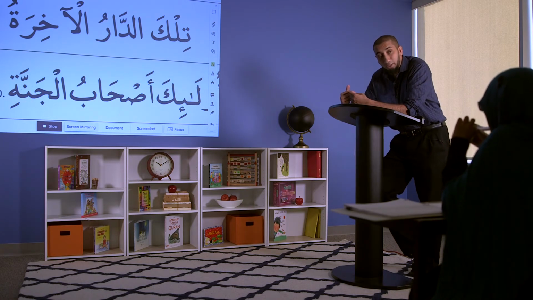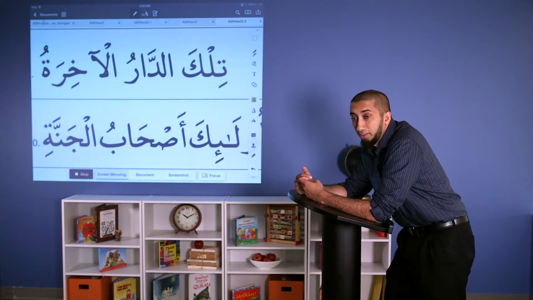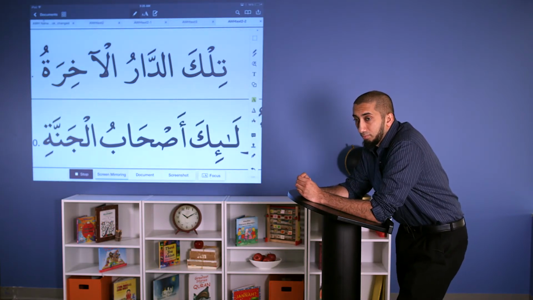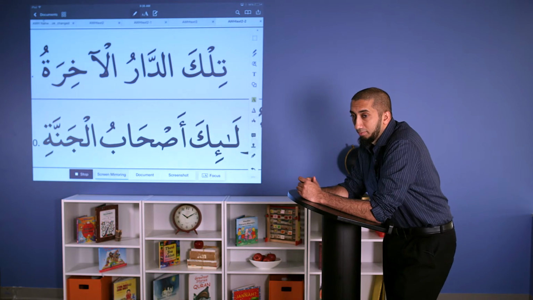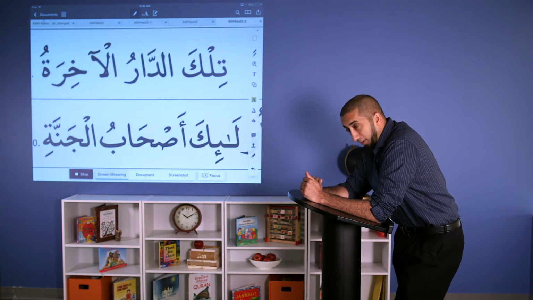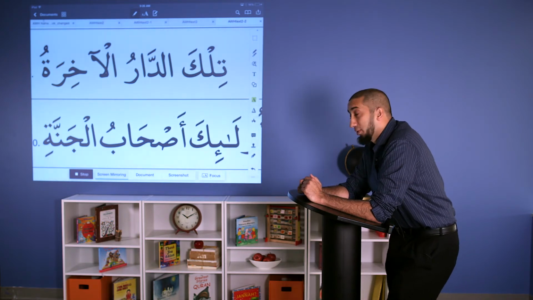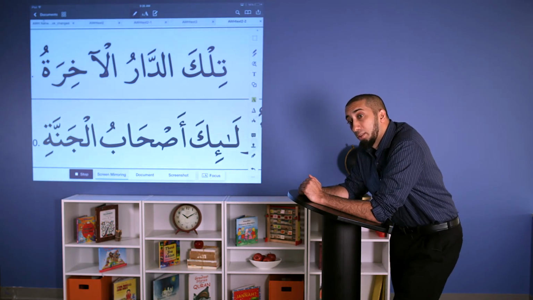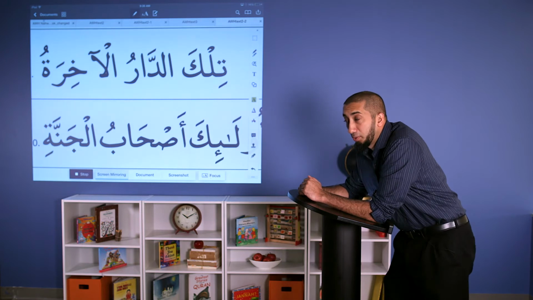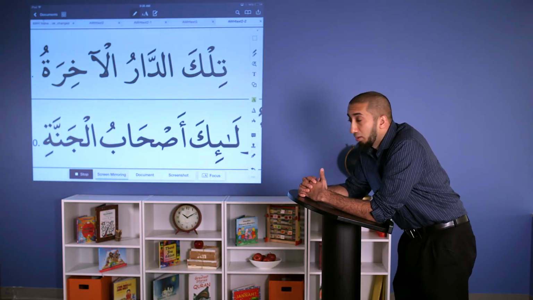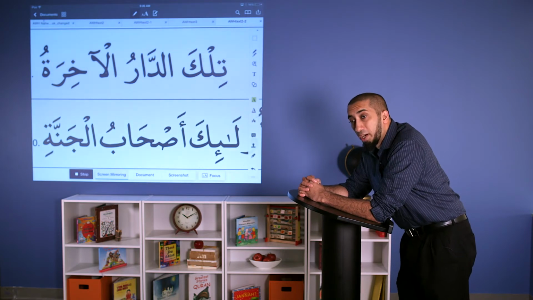Good. What about tilka and ad-dar? It's a sentence. No, it's a fragment. Yes, it's a fragment. Why is it a fragment? Because there's an L. Good. Which means, will you have an "is" in translation? No. What is the purpose of an adjective? To describe something. So if akhira means final, what does dar mean? House.